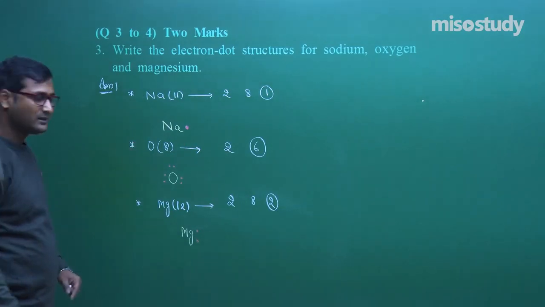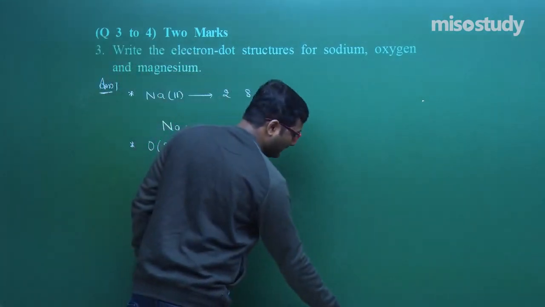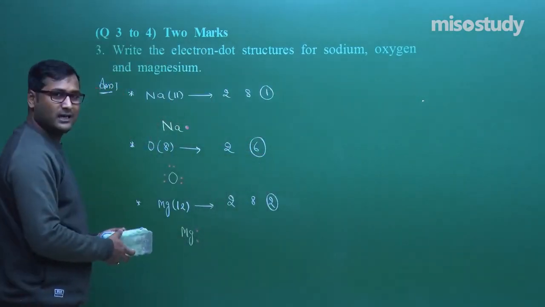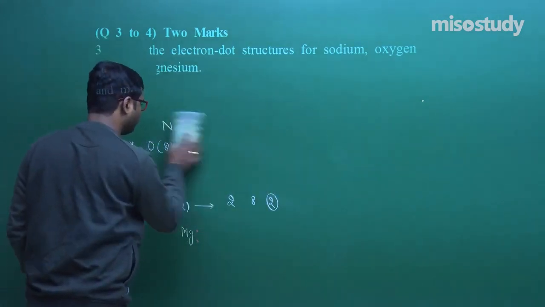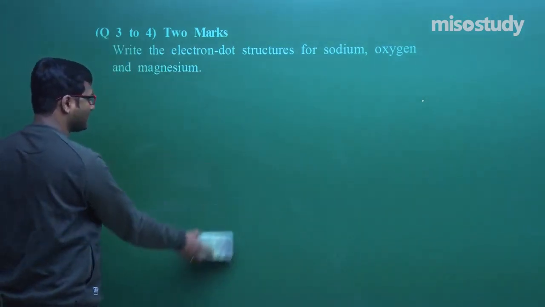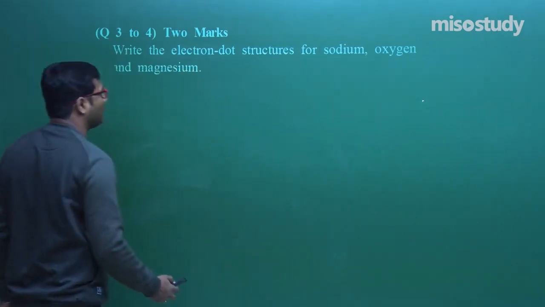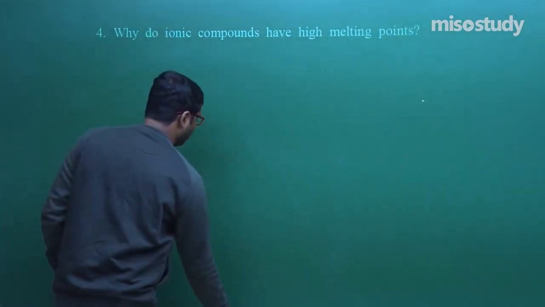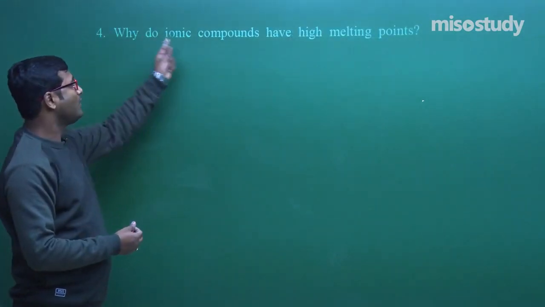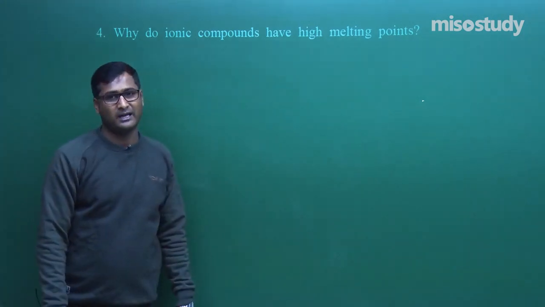I have discussed all the things in my theory lectures. Clear? Now I'm going to rub this part and discuss the next question. What is the next question given? Yeah. The next question is, why do ionic compounds have high melting point?